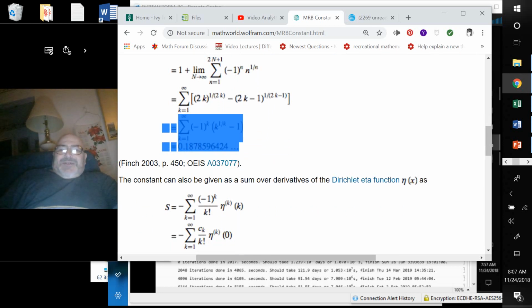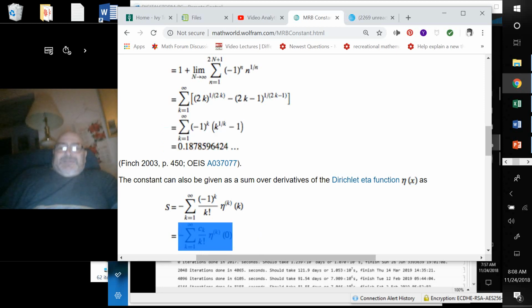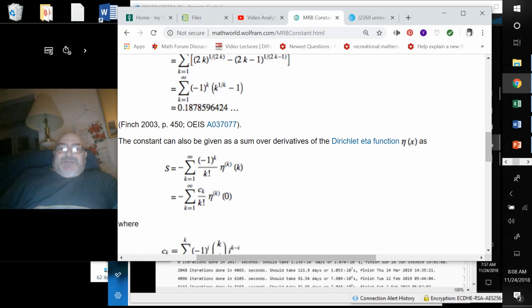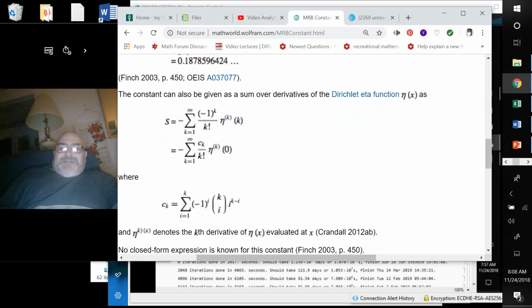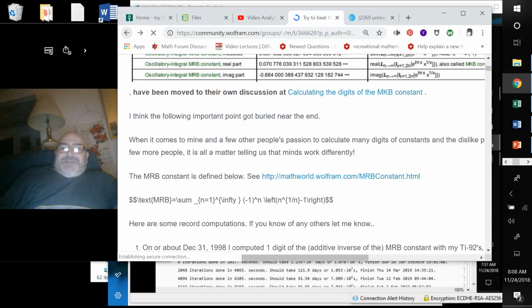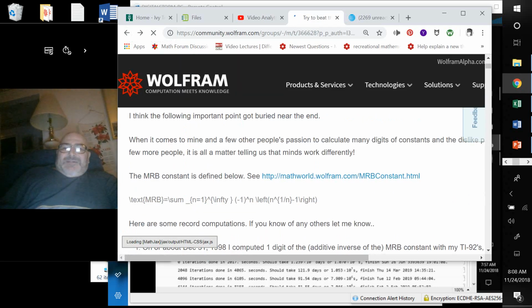S also equals this, involving the kth derivative of eta of k, and this, involving the kth derivative of eta of 0, where c sub k is this right here. So going back, let's try to cover a little more ground a little more efficiently from here on out.